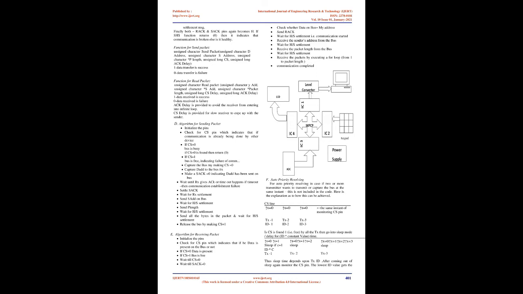SHS, unsigned long delay. Sender's handshaking settlement function. This function is called after sending the 1 byte of information to the Rx. This function is used to finalize the H/S between both the Tx and Rx in the following way: finally, both RAC and SAC pins again become H. If the SHS function returns 0, then it indicates that communication is broken, else it is healthy.